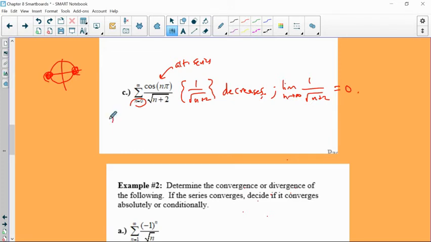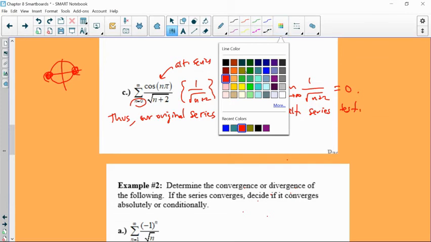So I can say thus, our original series converges by the alternating series test. Okay, now that's just conditionally right now. It's converging because I have a condition that it alternates.